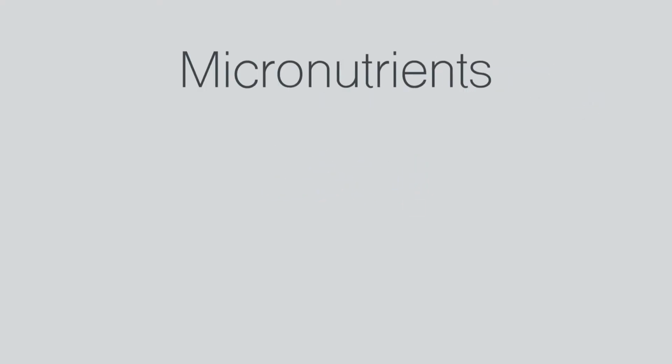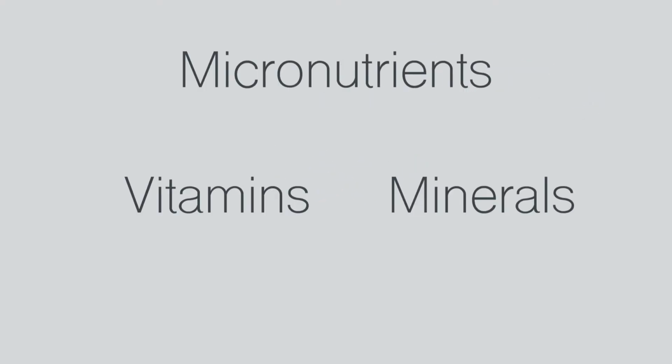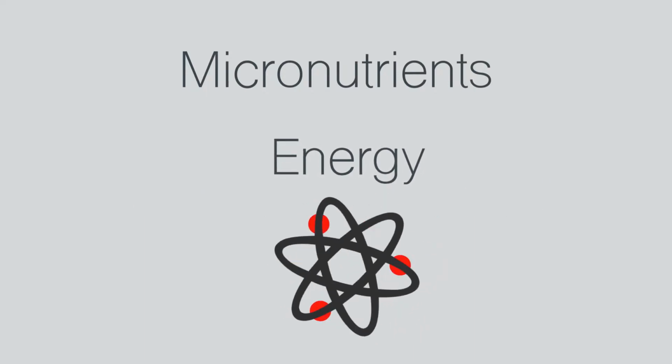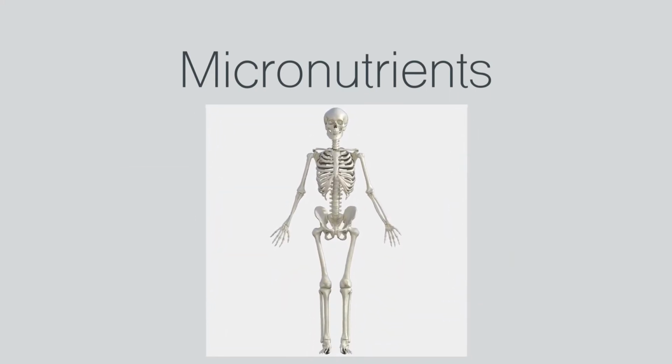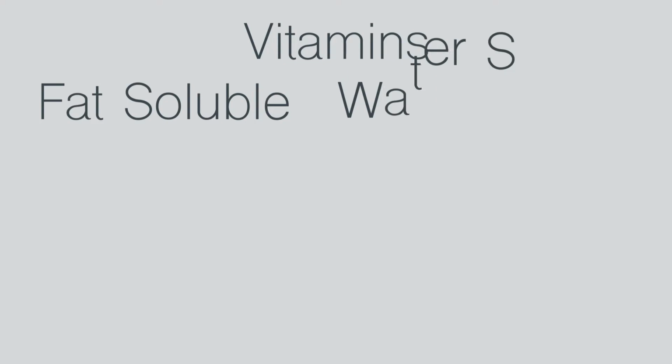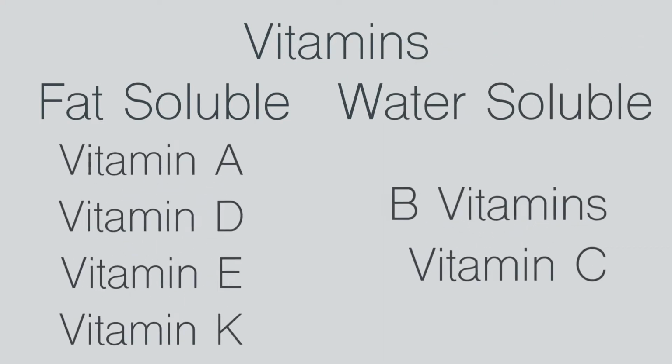Micronutrients are the vitamins and minerals that are essential for many, many different types of reactions in the body, including energy production, immune function, growth of the body, bone health, just to name a few. Let's start with vitamins. They're broken down into 2 categories, fat-soluble and water-soluble. Here are a list of both.